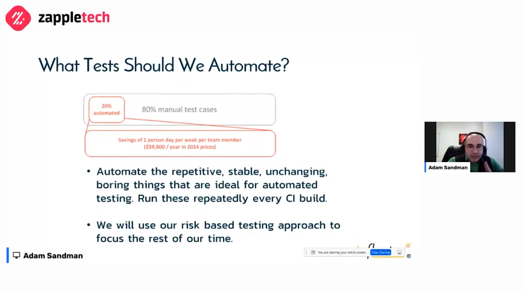So the key is figuring out, with the finite time we have, what do we do with it? Where should we spend our time? Which parts of the application should we spend our time in? Which tests should we run? That's the whole purpose of using a risk approach.